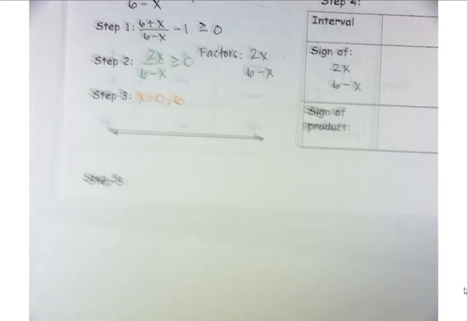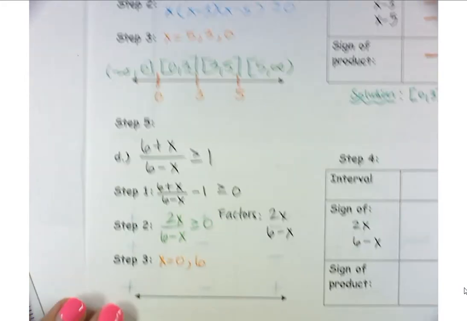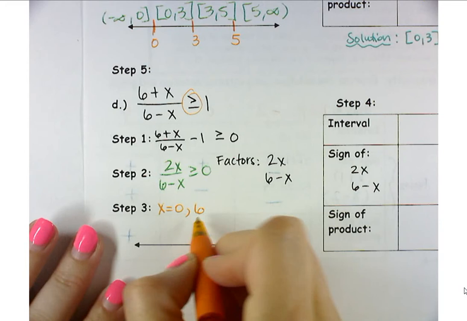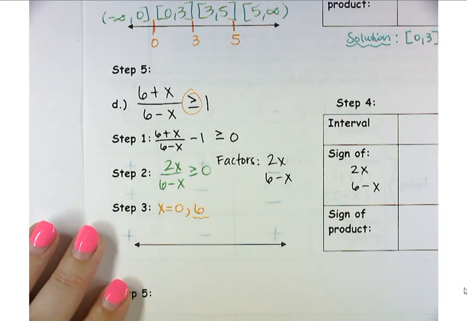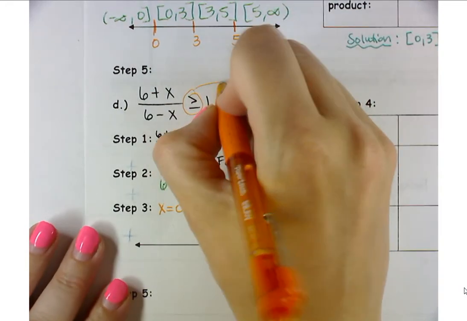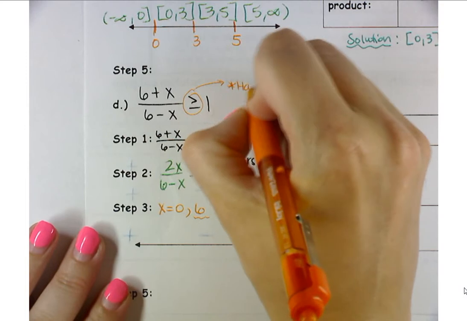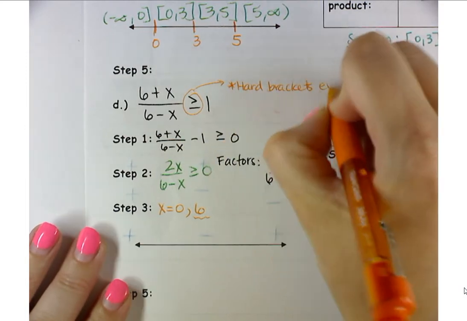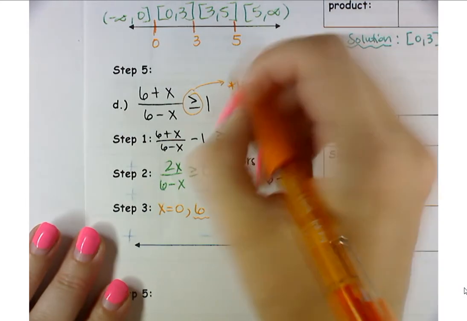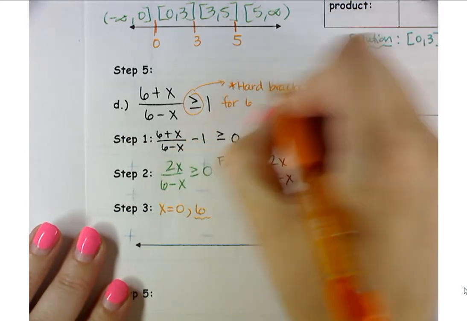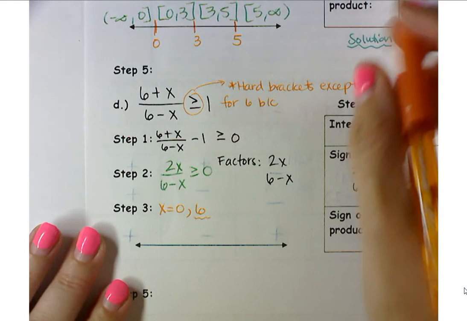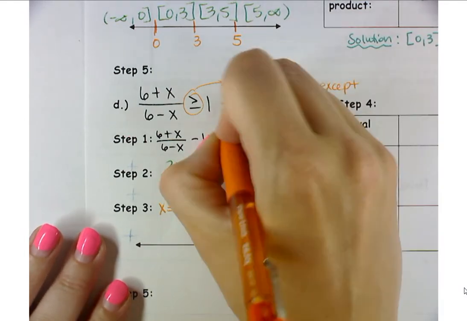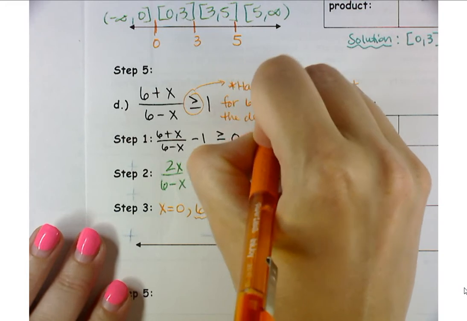Okay? So when we are writing this out, and we're deciding whether or not we have hard brackets or soft brackets, we're going to have to look back up here. Well, this tells me I have hard brackets, but this cannot be included. So for this one, you're going to have hard brackets, except for 6, because then the denominator would equal 0.